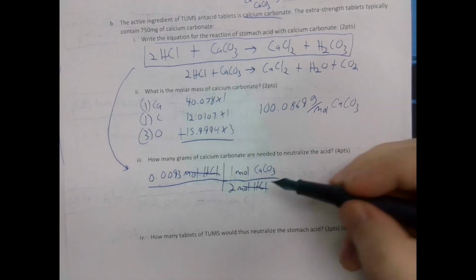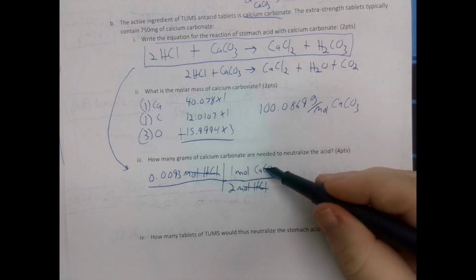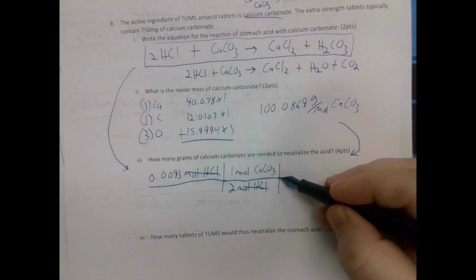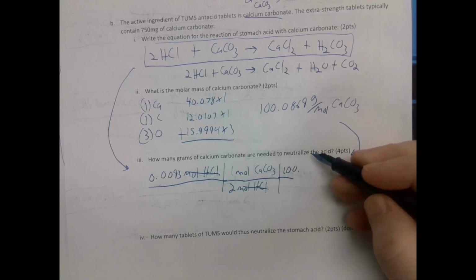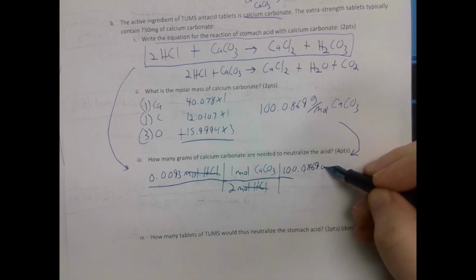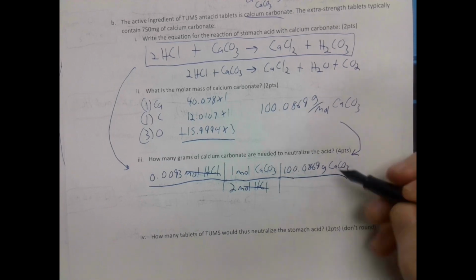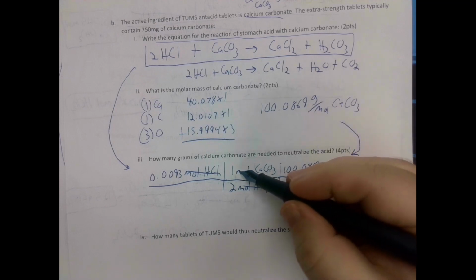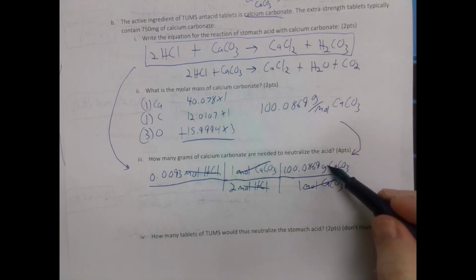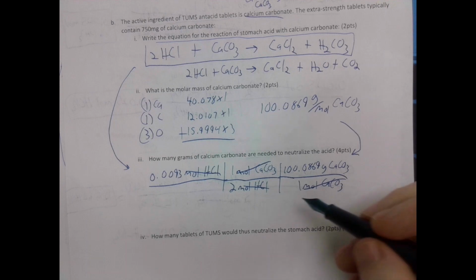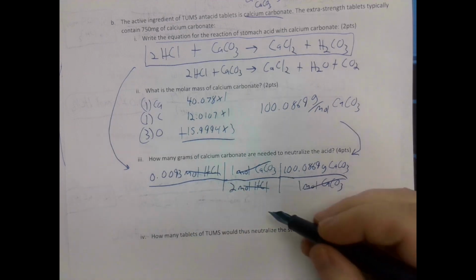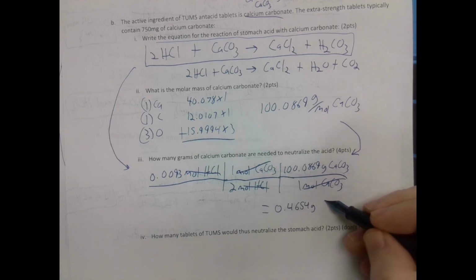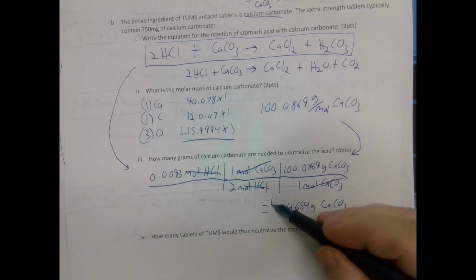So moles cancel out. And now we need a conversion factor of moles to grams, which would be this. So 100.0869 grams of calcium carbonate to 1 mole of calcium carbonate. That cancels out, and I'm left with my answer, grams of calcium carbonate. So that times that divided by 2 gives you 0.4654 grams of calcium carbonate.